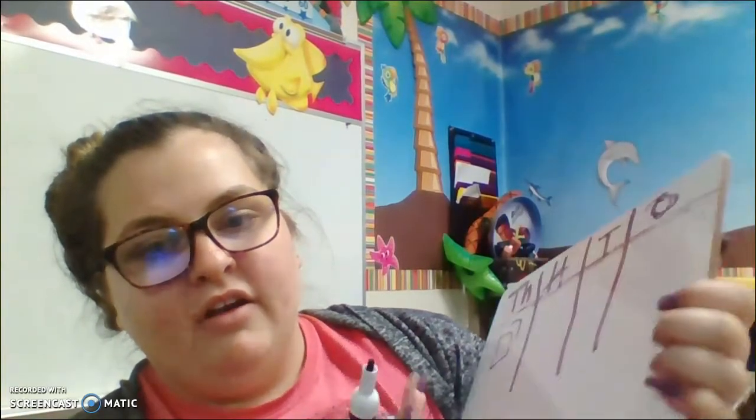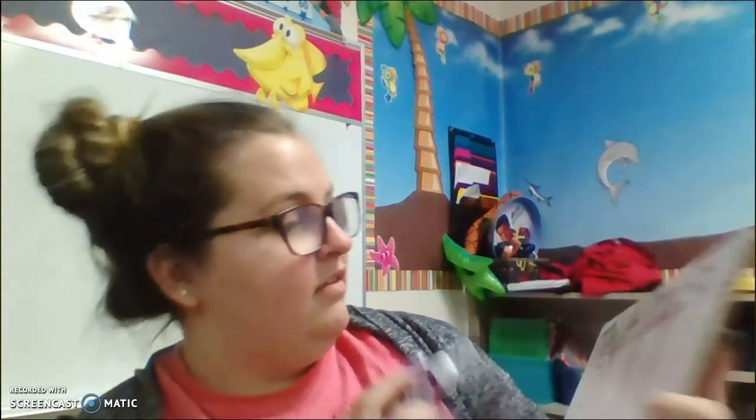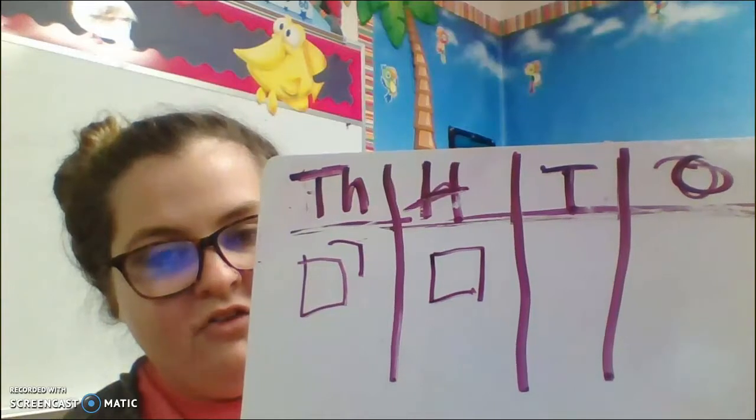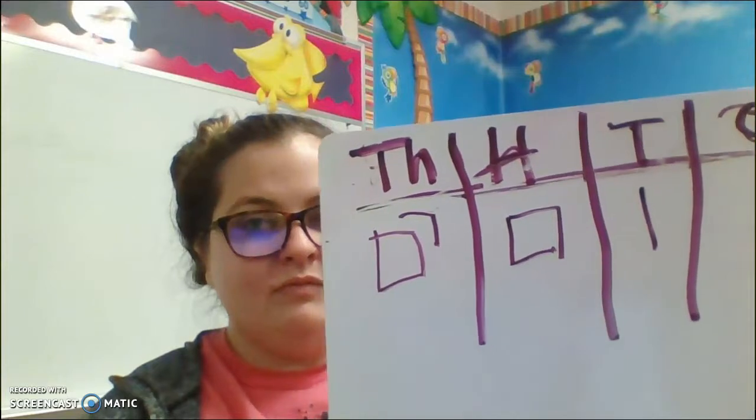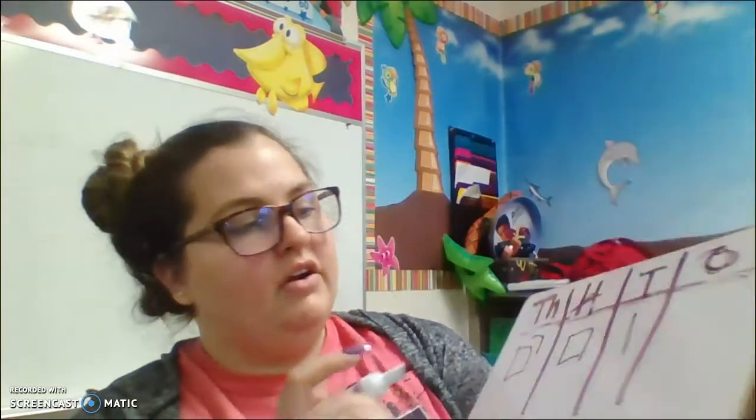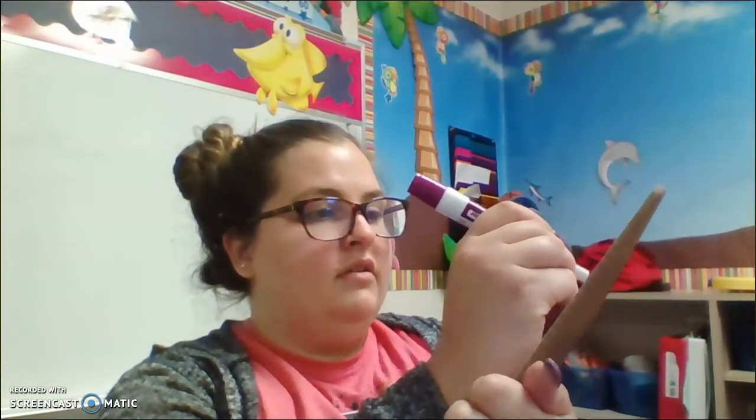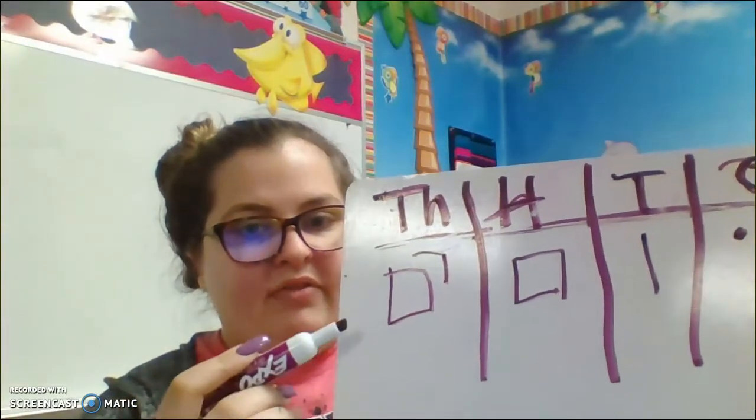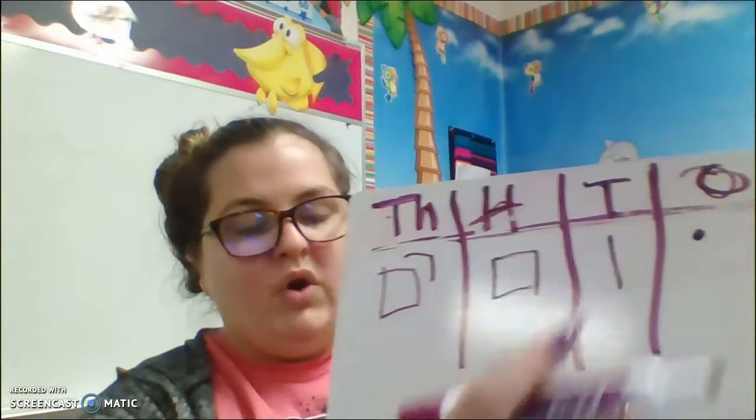Okay, who can tell me how we represent hundreds? A square. That's right. 100. Okay. Tens. And last but not least, our ones. Okay. So now we have thousands, hundreds, tens, and ones.